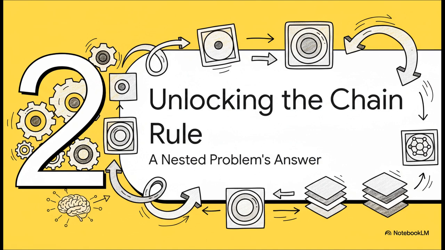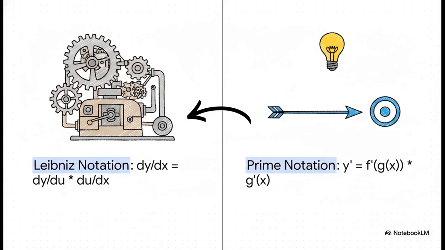Well, this is where the chain rule steps in, and it is such an elegant solution. Now, you'll see the rule written a couple of different ways. The one on the left, that's called Leibniz notation, and it's fantastic for theory. But for actually using the rule, for getting your hands dirty, the prime notation on the right is just way more intuitive. So we're going to stick with that one.